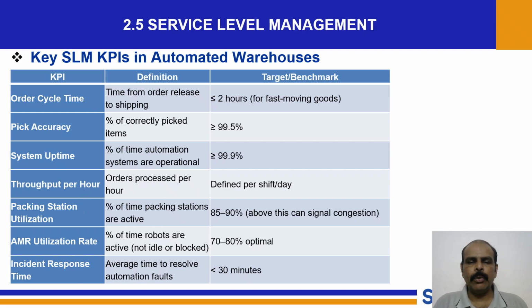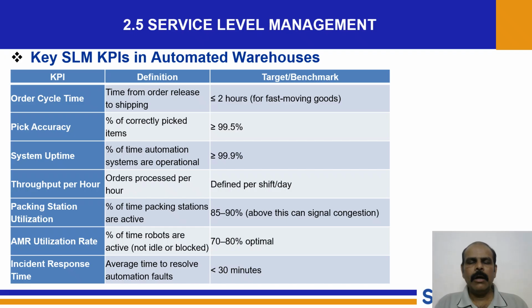Then packing station utilization. Usually this is one area, as in the congestion point we just discussed, where at the start of the shift nothing will be there. But upon receiving orders, it slowly gets into congestion, and all of a sudden it starts to pour in. So how to tackle this has to be known.